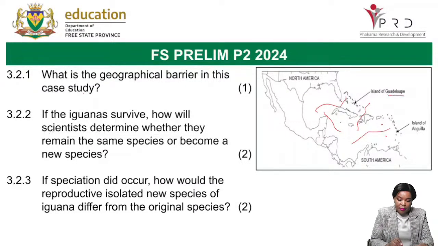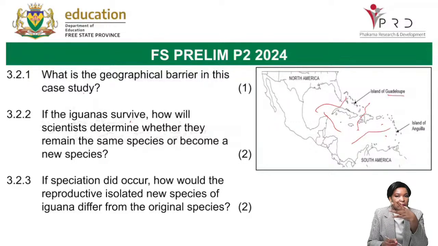That is 3.1. 3.2.2, if the iguanas survive, this is an if, how will scientists determine whether they remain the same species or become a new species? So how will they know if they survived and become more? How will they know whether they are original species or they become new species?